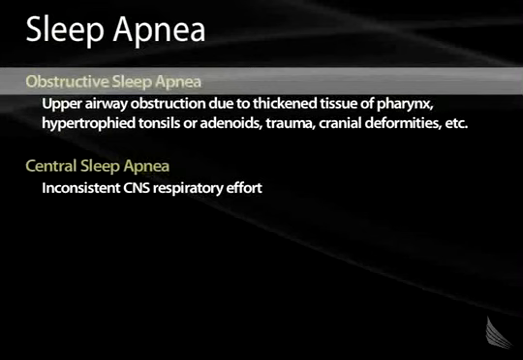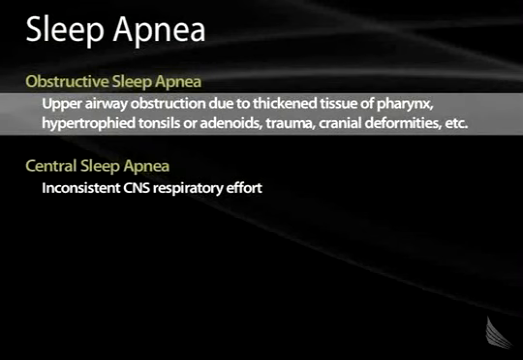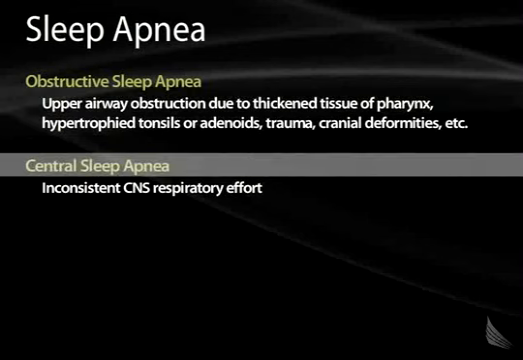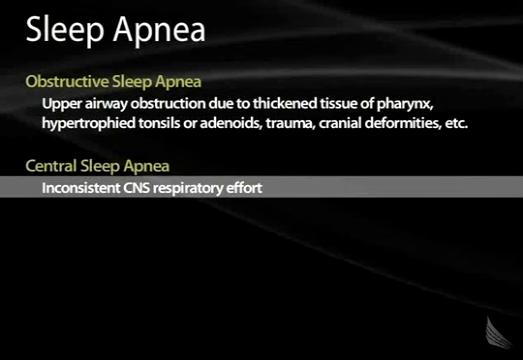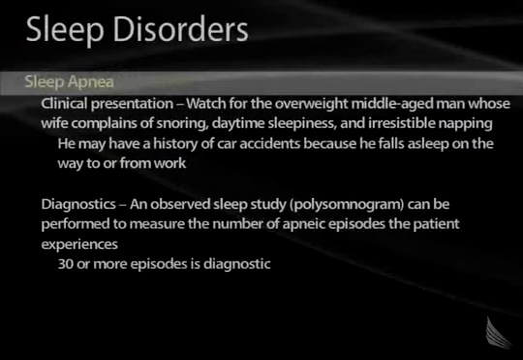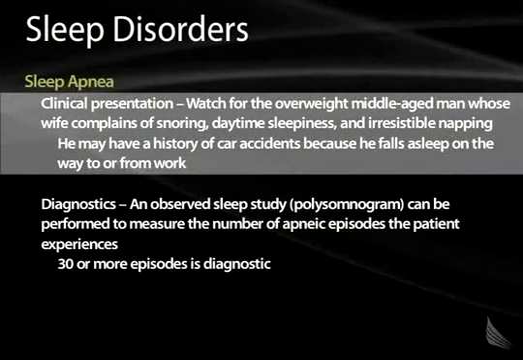So you have obstructive sleep apnea, where there is an upper airway obstruction due to some kind of thickened tissue such as tonsils, adenoids, that kind of a problem. Then you have central sleep apnea where you don't have a good CNS respiratory effort. It's very inconsistent. Again, you will remember to look for an old man. His wife comes in, she's complaining, and usually he's not complaining as much as his wife is.